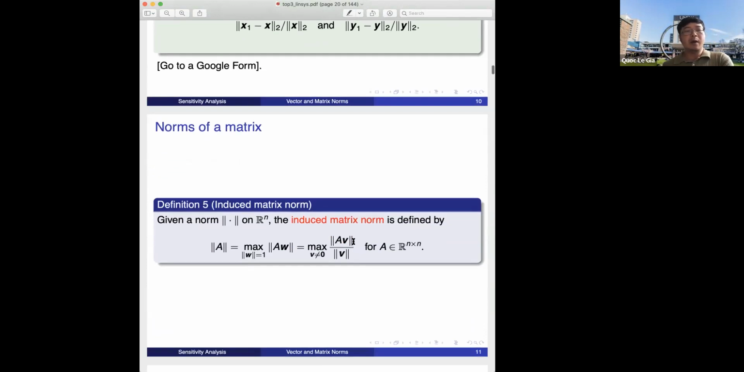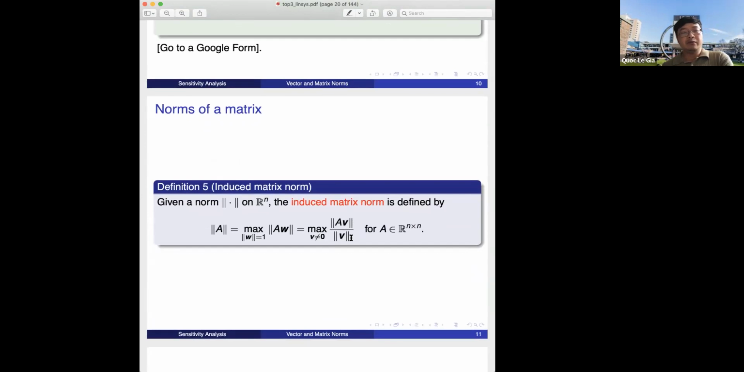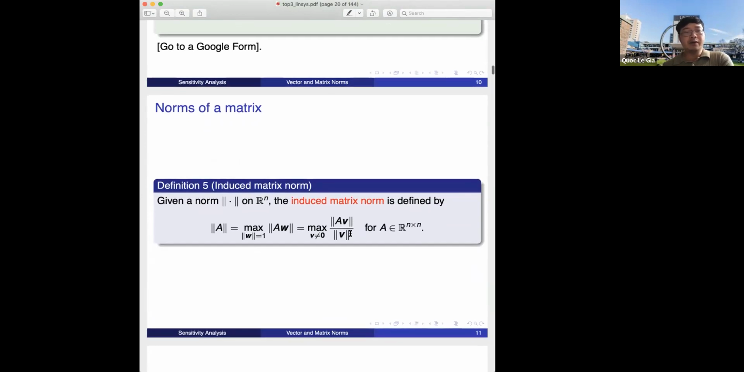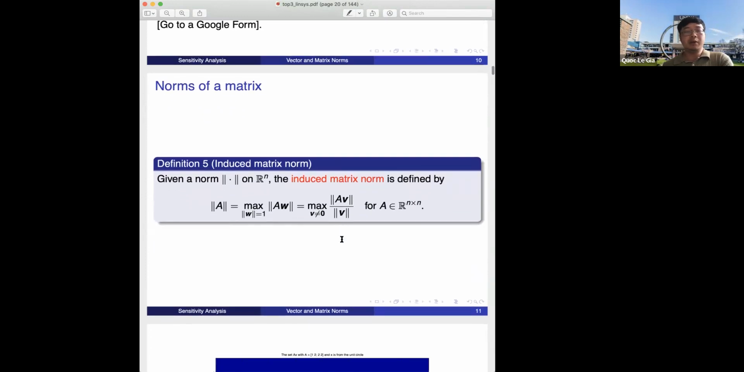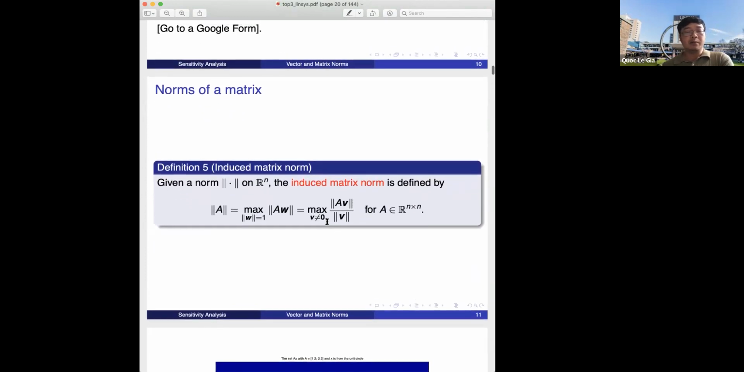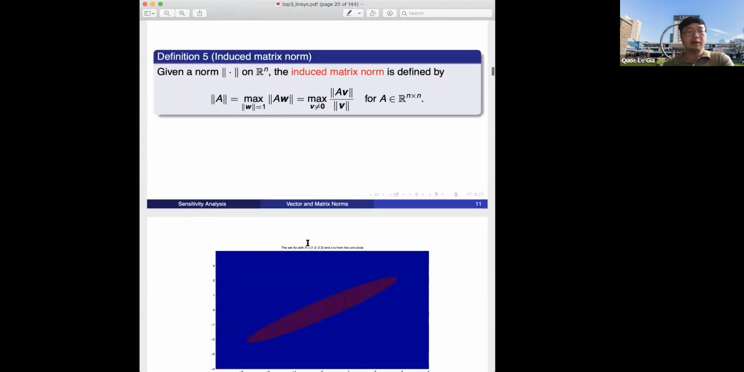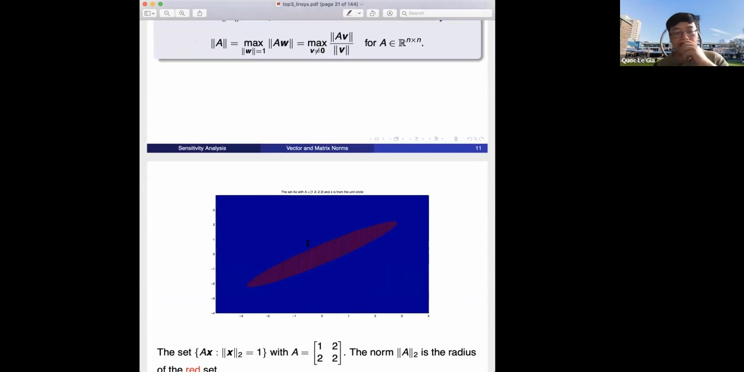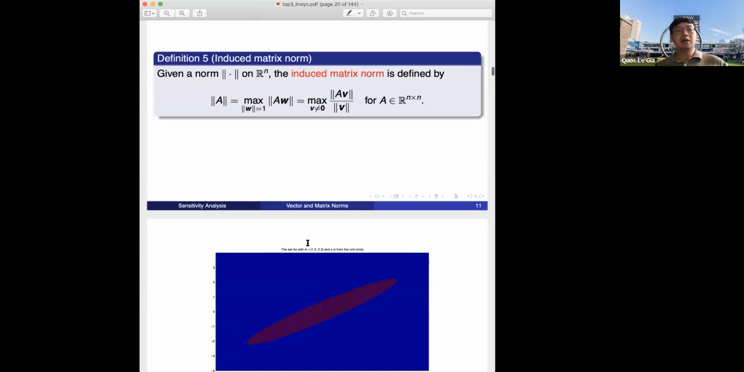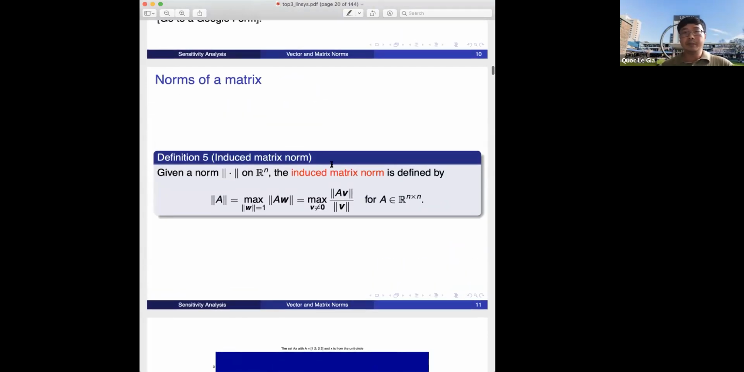Yeah. So here's the norm of a matrix. So for the norm of a vector, you've seen it before, but the norm of a matrix, maybe you haven't seen it. So before I talk about the definition, let me introduce the pictures. Okay. So maybe this is easier to explain by pictures. Yeah. So let me share the whiteboard.